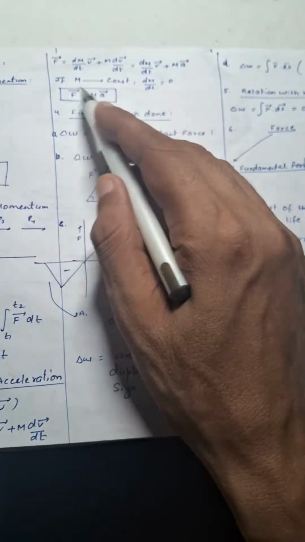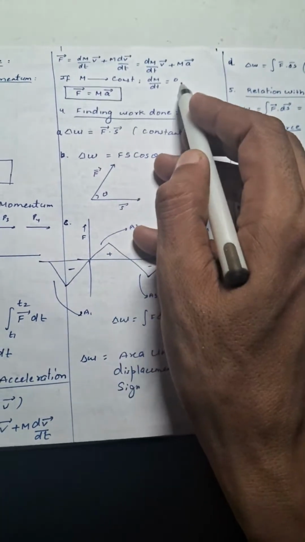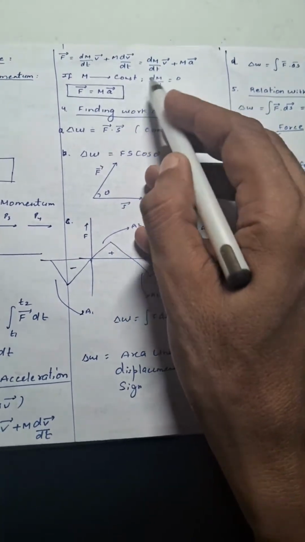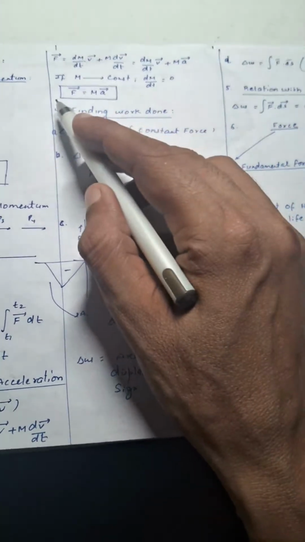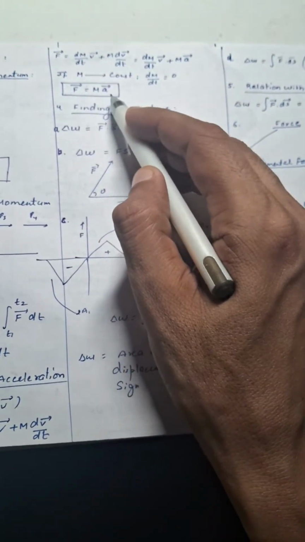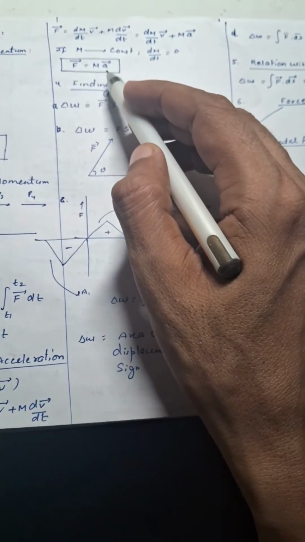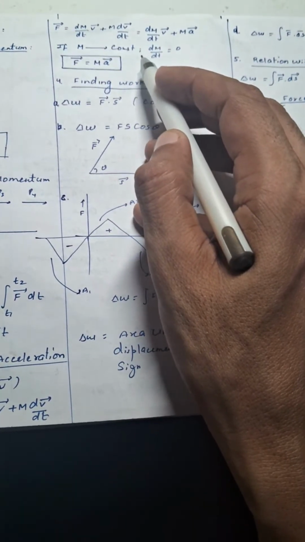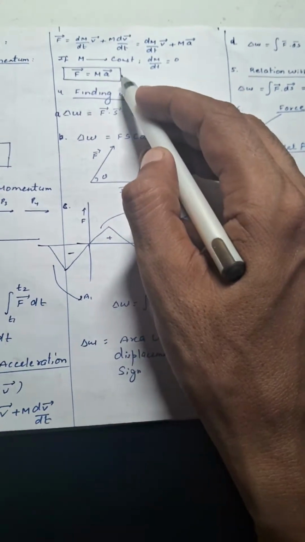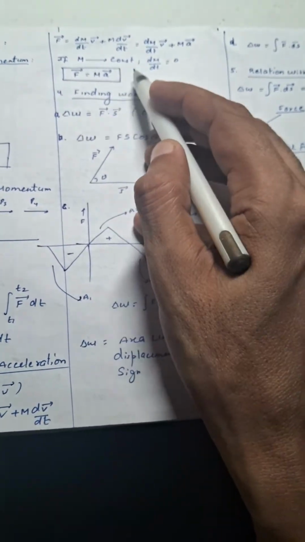Now if mass is constant, then dm by dt is equal to 0. So force here can be written as mass into acceleration. This is another important application of force: for a system of constant mass, the external force on that system is mass into acceleration.